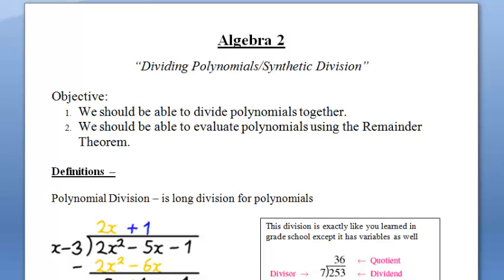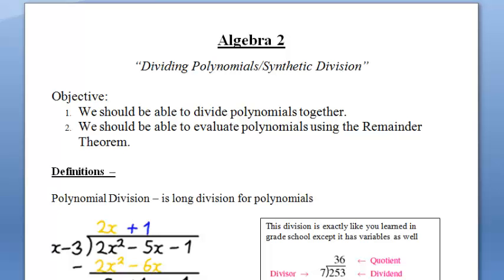Dividing polynomials and synthetic division. By the end of this video, we should be able to divide polynomials together. We should also be able to evaluate polynomials using the remainder theorem. All right, well, let's talk about polynomial division.